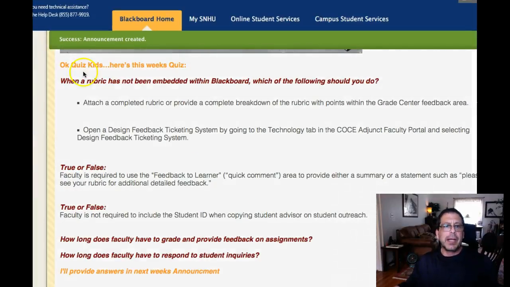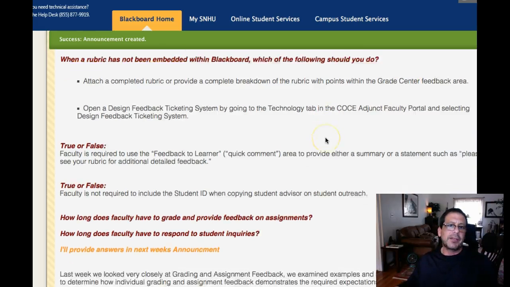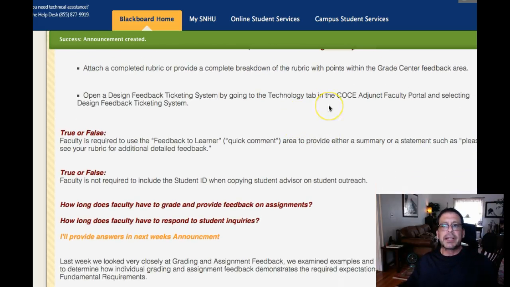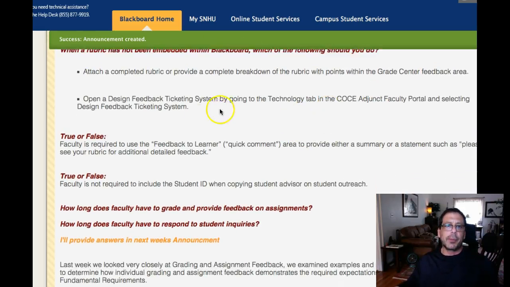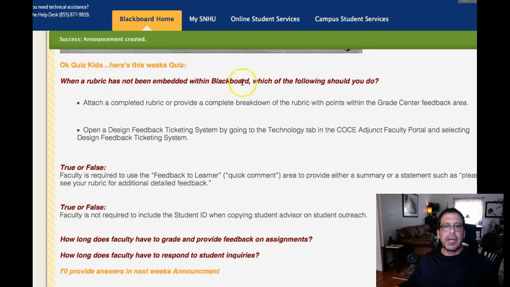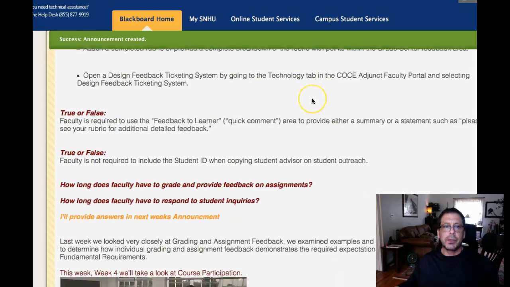Okay, we had: when a rubric has not been embedded into Blackboard, which of the following should an instructor do? The choices were attach a completed rubric or some sort of facsimile of the final completed rubric, so that the students can identify their feedback area, and open a design ticket by going to the Technology tab at COSI. And those are both true. So that's what you should do if you are ever confronted with a situation where you don't have your rubric embedded.